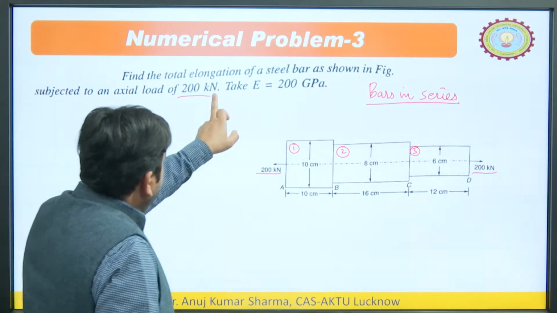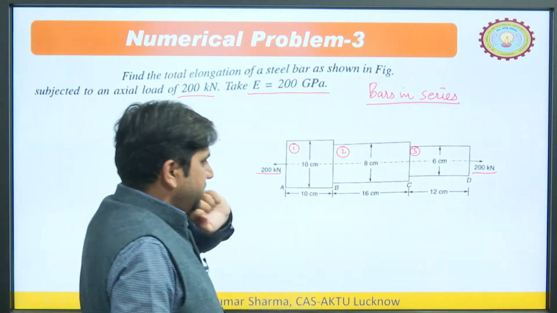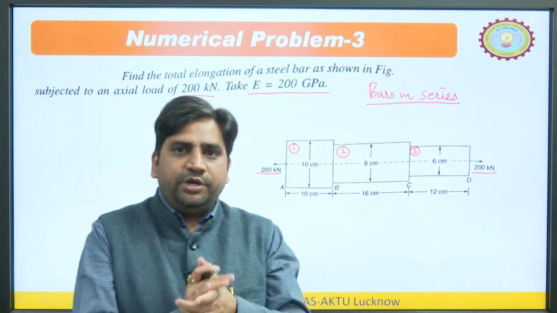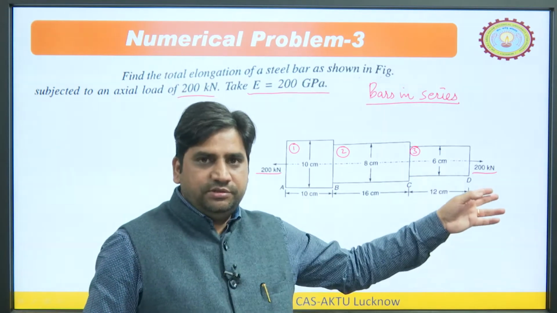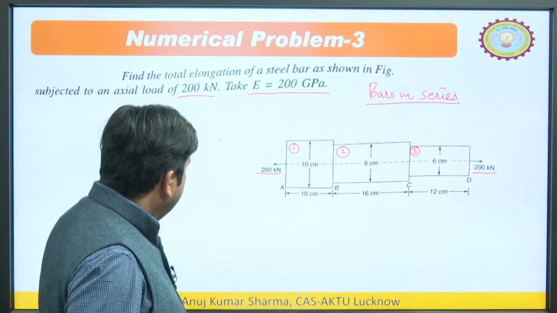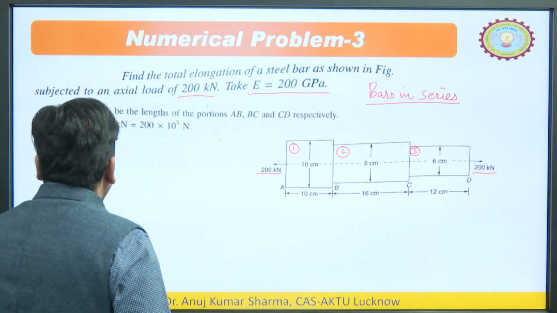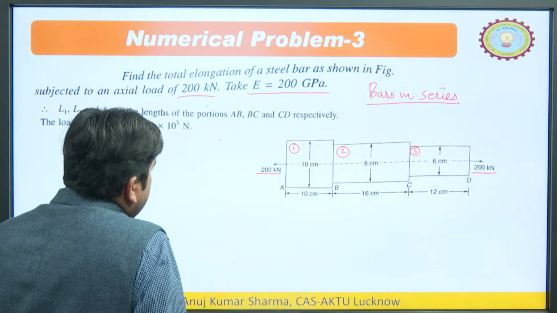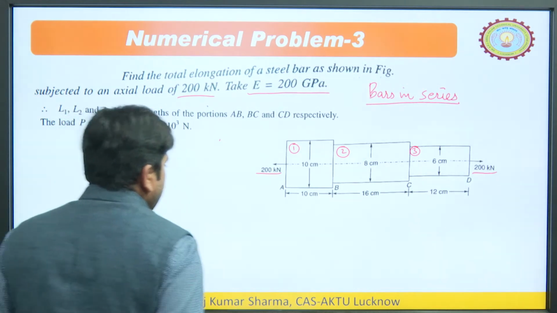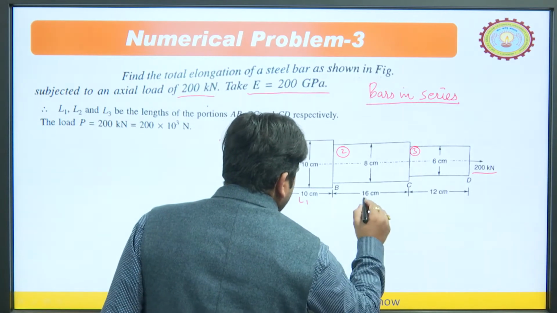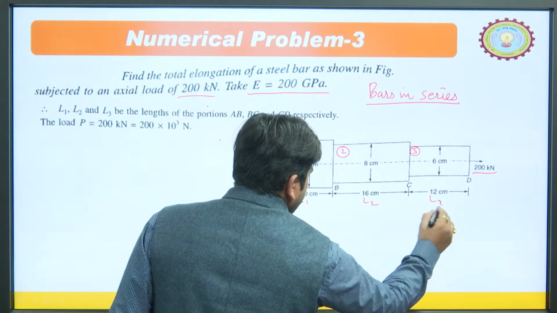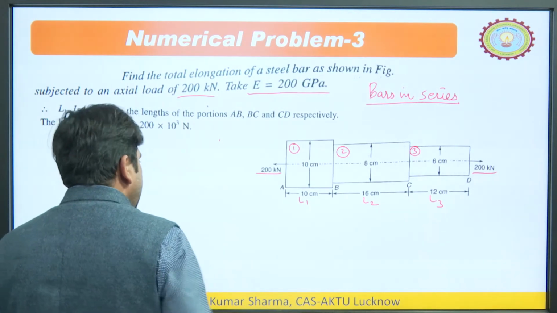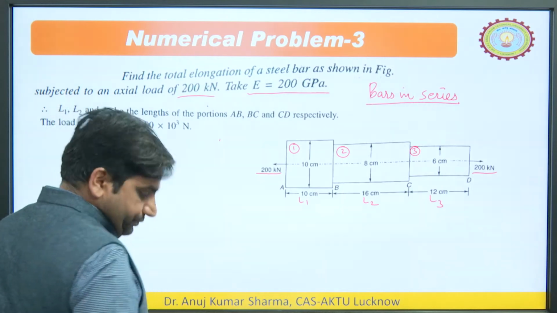So, the load is given, the modulus of elasticity is given. All these 3 rods, which are pasted or joined together, are made up of the same material, that is steel. Let L1, L2 and L3 be the lengths of the portions AB, BC and CD respectively. So, the lengths are given to you, this is L1, this is L2, this is L3, the lengths of all three are given. The load is 200 kilonewton. So, the load is given to you, right.